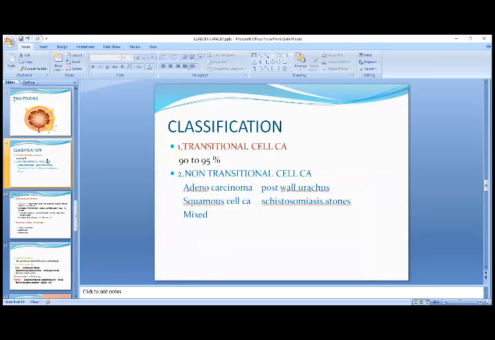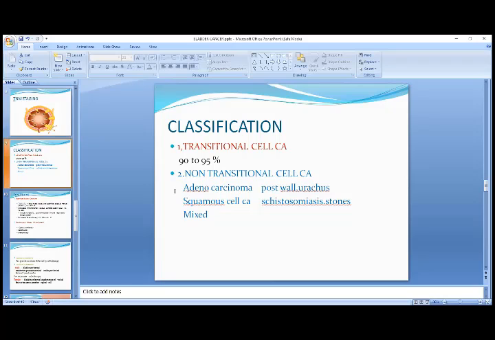So how do you classify a patient with bladder carcinoma? 90 to 95% of tumors which are present in the bladder are transitional cell carcinomas, whereas the other category, which accounts for only 5 to 10% of cases, is non-transitional cell carcinoma, and it is either adenocarcinoma, squamous cell carcinoma, or mixed type.